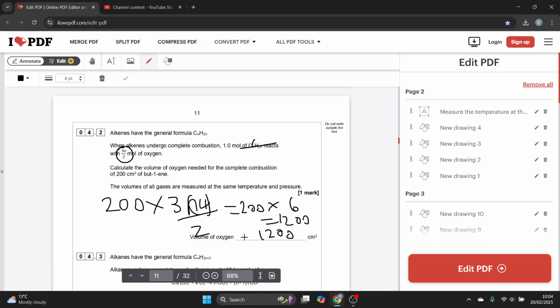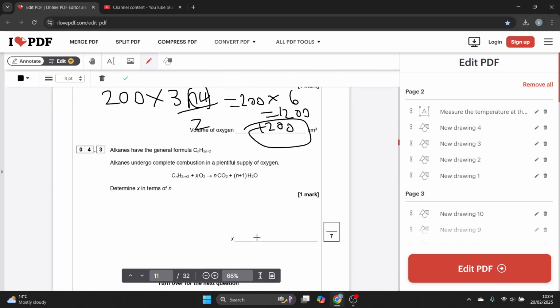A bit of a weird one, but it's fine. Question 4.3. Alkanes have general formula CnH2n plus 2. Alkanes undergo complete combustion in a plentiful supply of oxygen. Determine x in terms of n.